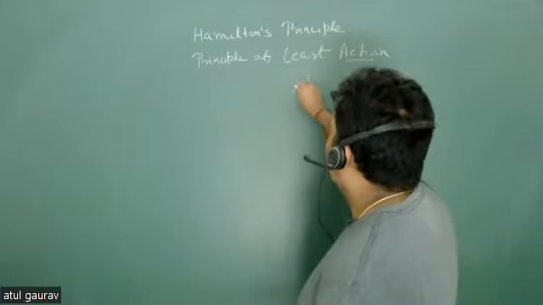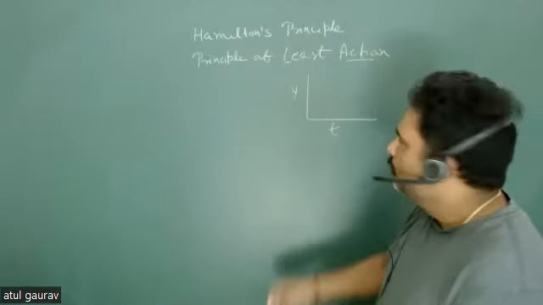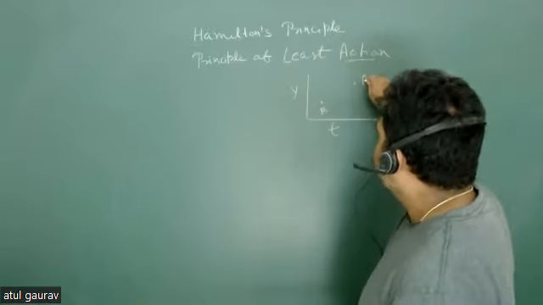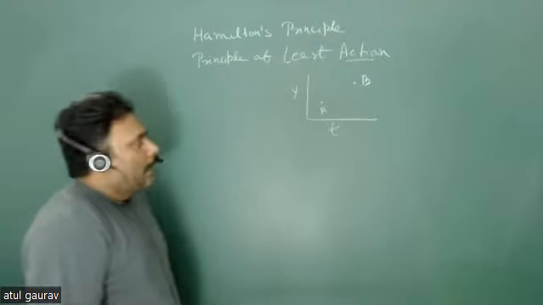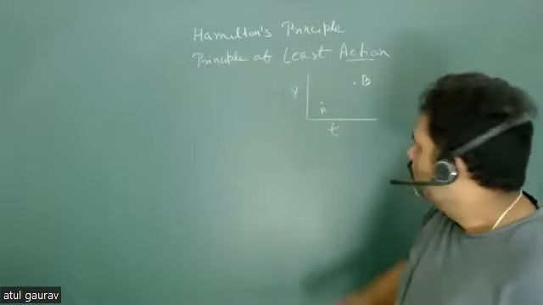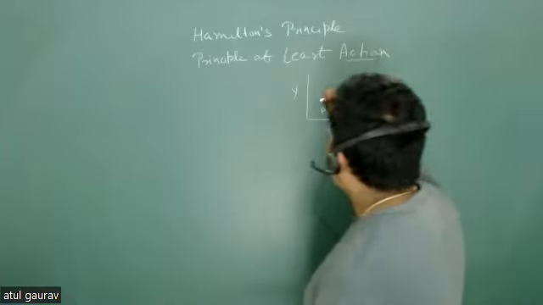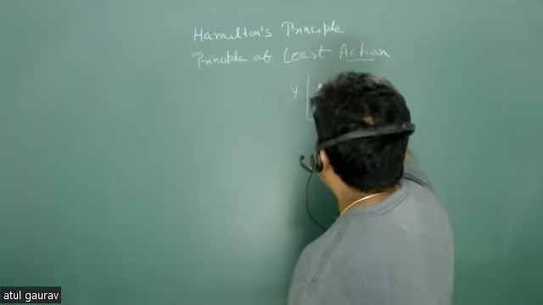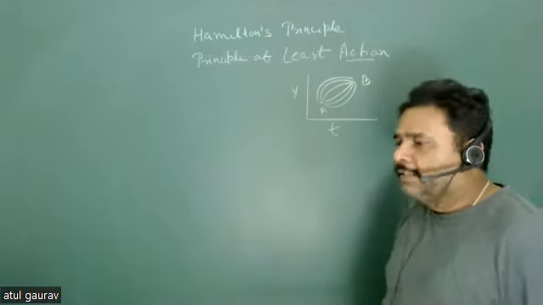Suppose I am just talking about y versus t. I am talking about one dimension motion. I am just going to start from A to B. How many paths can we choose? Infinite paths. You can go from A to B by infinite paths. Not one, not two, not three.